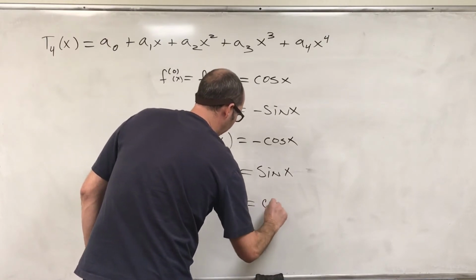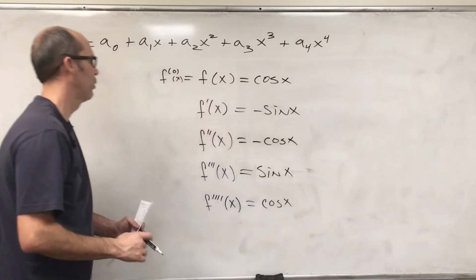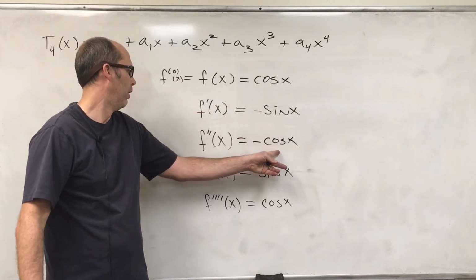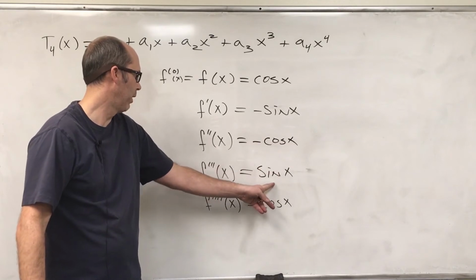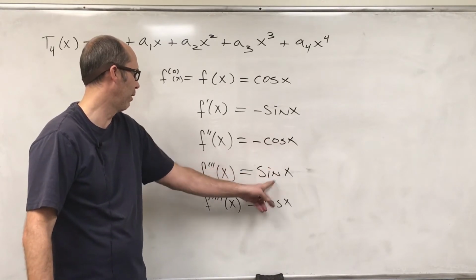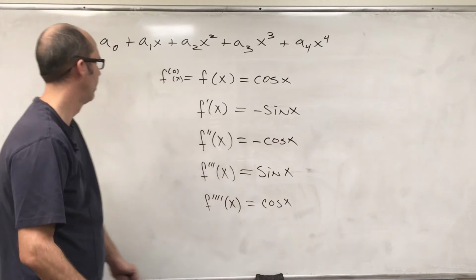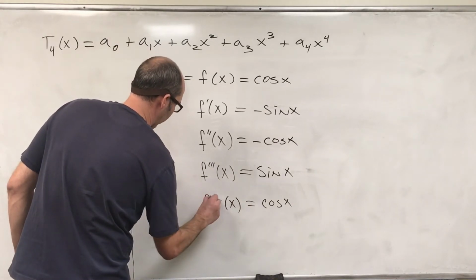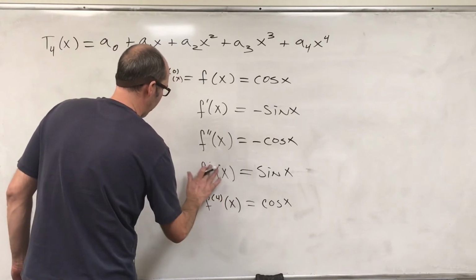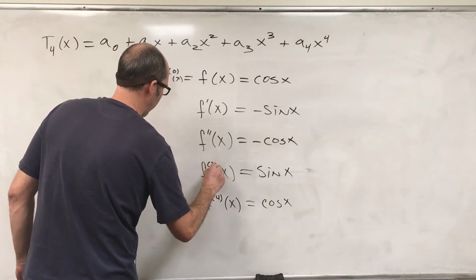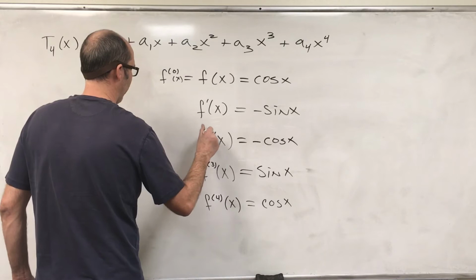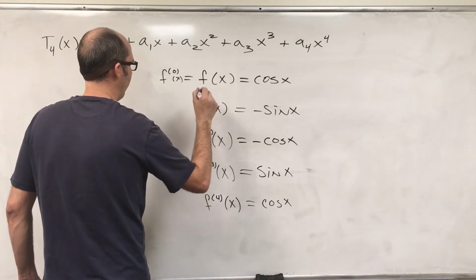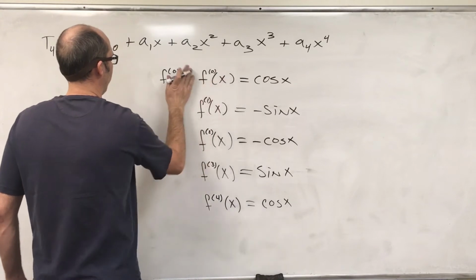Derivative of sine is cosine. Let's just check our work. Derivative of cosine is negative sine. Derivative of sine is cosine. Derivative of cosine is negative sine, so negative negative. Derivative of sine is cosine. All right, so 4 apostrophes there. We can write this as f sub 4 like that. 3 apostrophes. 2 apostrophes. And 1 apostrophe and 0 apostrophes.